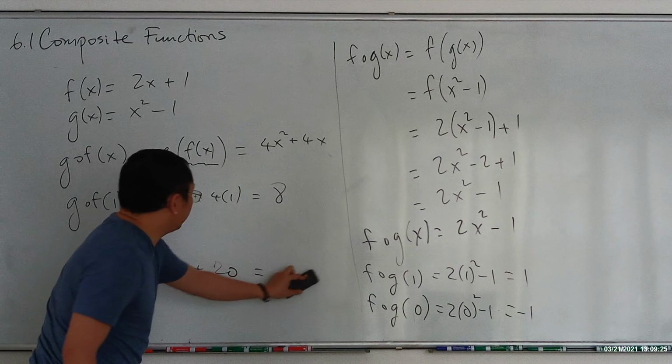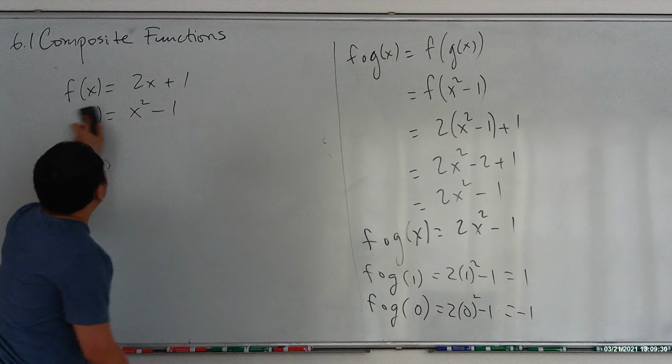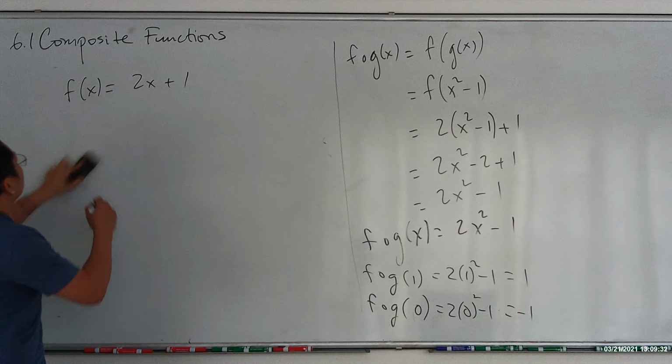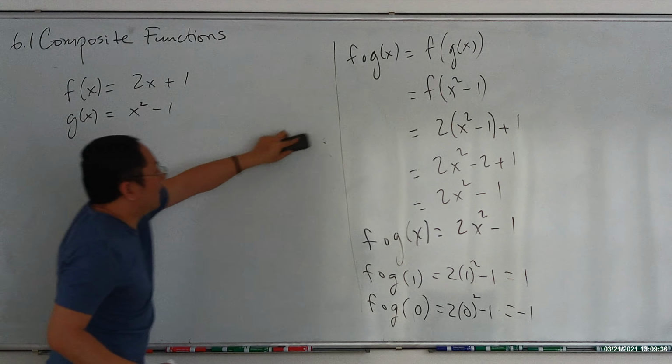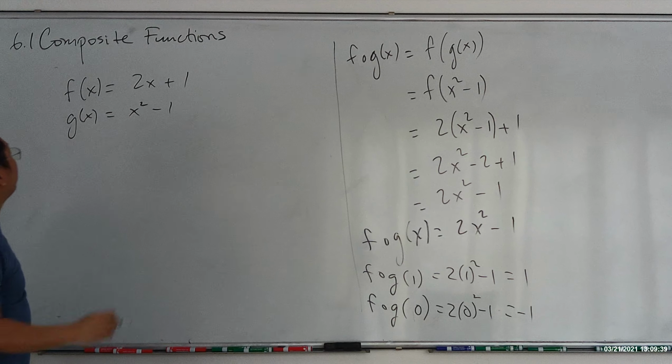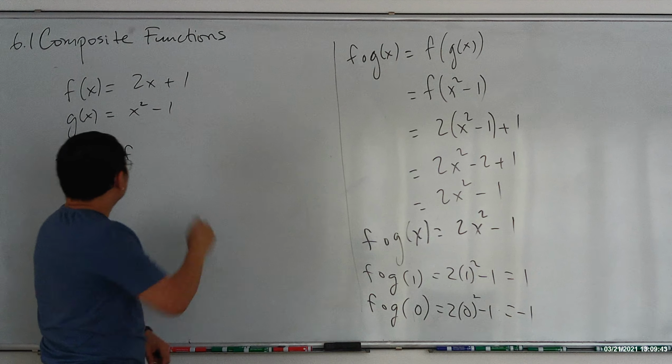So hopefully with this example, you guys have some ideas of composite functions. How about this? Oh, let me keep this. G of x was what? X squared minus 1, right? How about this? F of x.